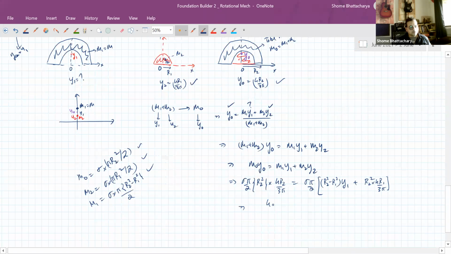So 4, sorry, so it becomes 2 by 3 r2 cube. Pi will cancel, sigma will cancel. Or let's keep this pi because we're cancelling this pi on both sides. So this will become 4 by 3. Yeah, 4 by 3 r2 cube by pi should be equal to r2 square minus r1 square into y1 plus 4 by 3 r2 square r1 by pi.